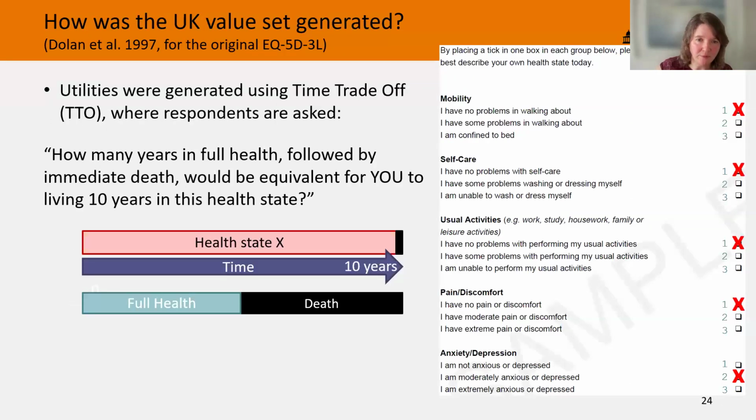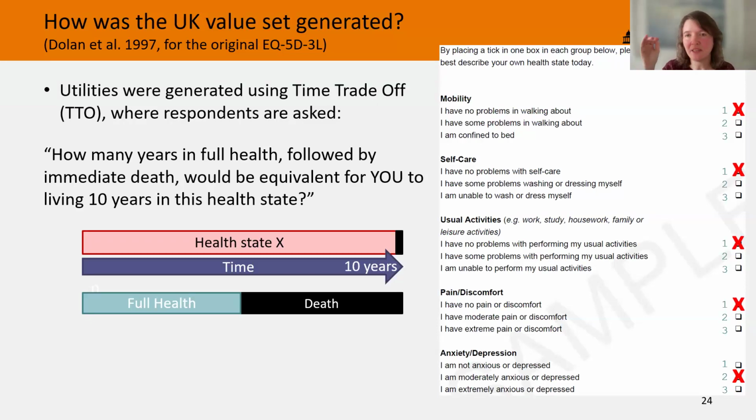So what's this algorithm? How does it work? So it's really important to distinguish between the valuation that tends to be done once, and then using the questionnaire in clinical trials that happens hundreds of times, lots of times. So the valuation was done originally by Dolan et al. in 1997, so quite a long time ago. And this was for the original 3-level version. So we've got the same 5 domains here, but they've only got 3 levels each. And this was fine. This was what was used for a long time. But then people wanted to have less ceiling effect.